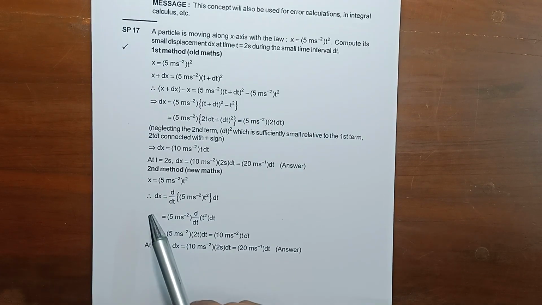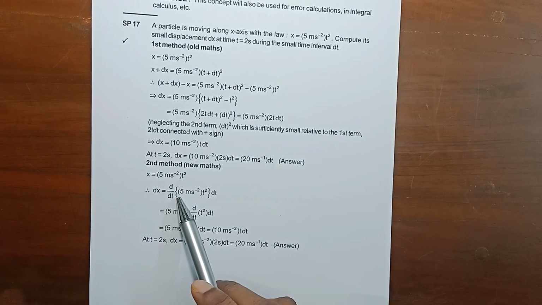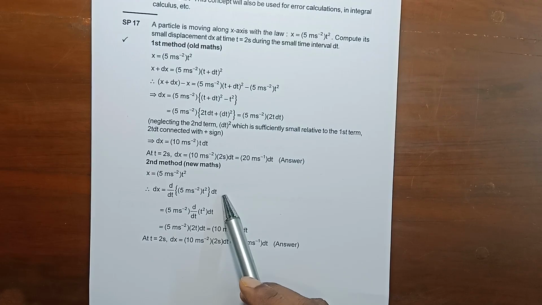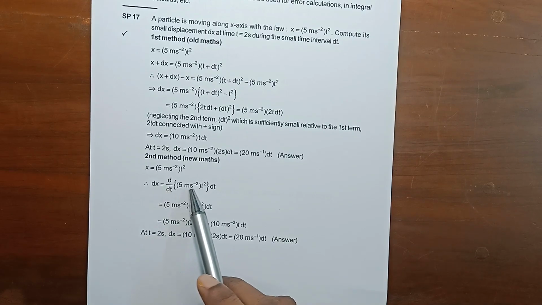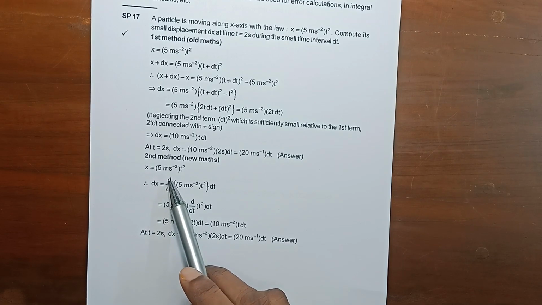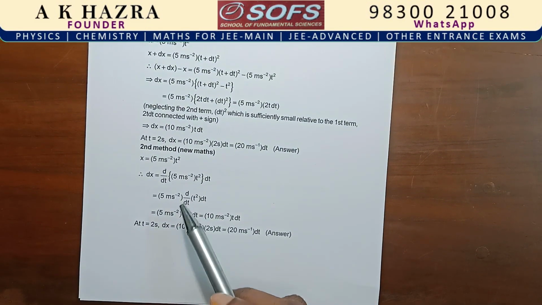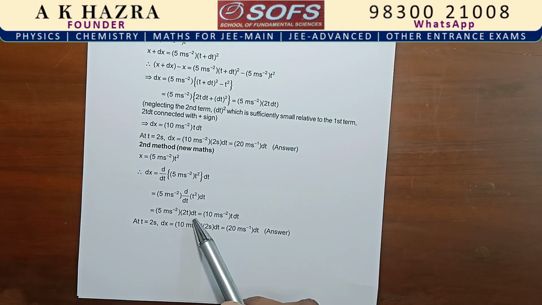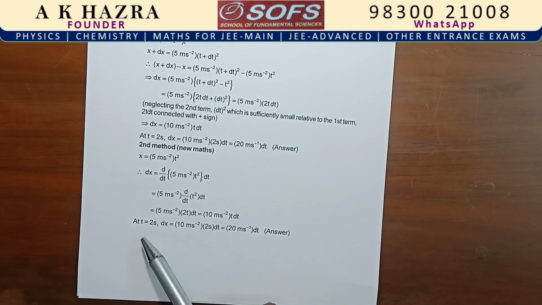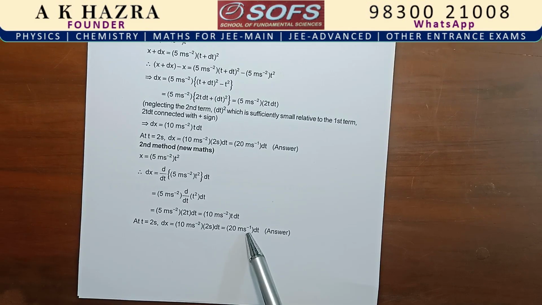X equals this. So what is dx? Already explained, dx is a function of t. So chain rule: d/dt of 5 meter per second square t square into dt. But the d operation alone is not valid. Since it is a function of t, we must have the d/dt operation, so d/dt of this into dt. Chain rule: 5 meter per second square taken out, d/dt of t square dt. d/dt of t square, you know, is 2t dt. So 10 meter per second square t dt. Now same as before, put t equal to 2 seconds. So you will have dx equals 20 meter per second dt.